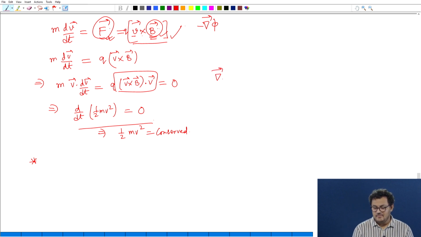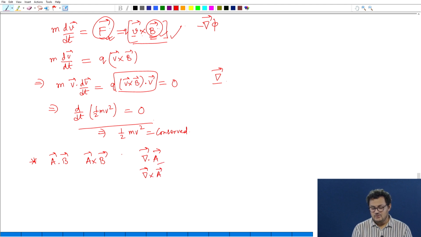As we have already introduced the gradient or the nabla operator, this nabla operator is a vector operator. So, just like a dot b and a cross b, the nabla operator can be used to define these two quantities, nabla dot A and nabla cross A, where A should be a vector. Since this is a partial differential operator, nabla dot A is nothing but del Ax del x plus del Ay del y plus del Az del z.